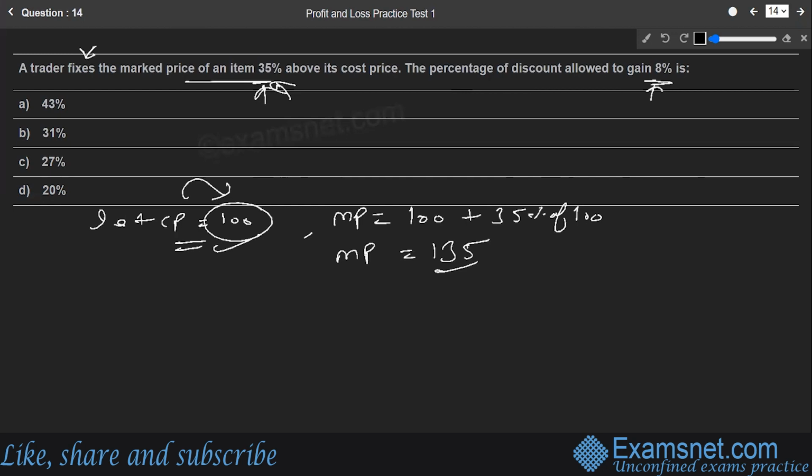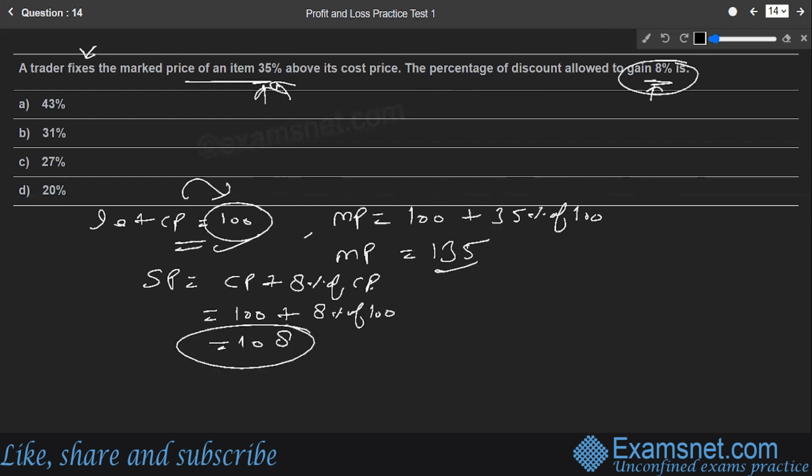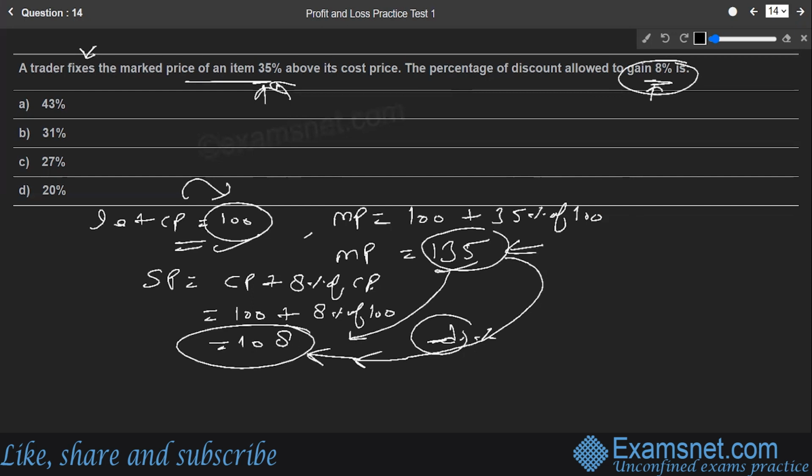Now the next thing, they say there's a discount being offered, and after the discount the deal should be locked at 8% profit. Okay, so what should be the selling price? They want to gain 8%, so the selling price should be cost price plus 8% of cost price. That would be the profit. So how much is the cost price we have taken? We have taken the cost price as 100, so 100 plus 8% of 100, that is nothing but 108. So this should be the selling price, and this is the mark price. Now they are asking how much discount should be given on 135 so that the deal is locked at 108. Okay, so we just need to know the difference between 135 and 108 is what percent of 135, because the discount will be offered from 135 only.